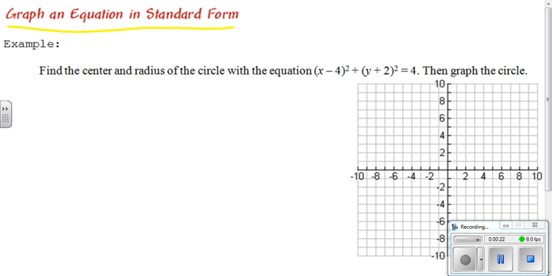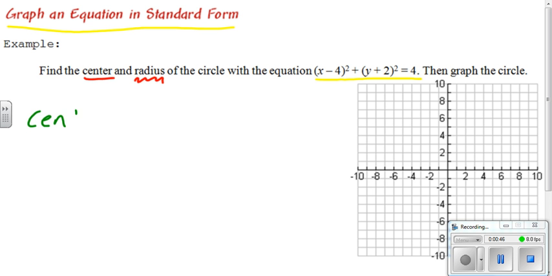So one of the main things to do is we got to find the center, and we need to find the radius. Because once you know the center and you know the radius, it's pretty simple to draw the actual circle. So if we have our equation here, x minus 4 squared plus y plus 2 squared equals 4, pretty simple to break down the center and the radius.